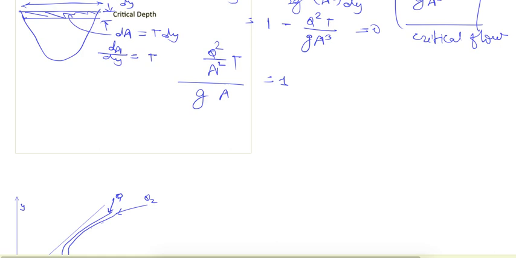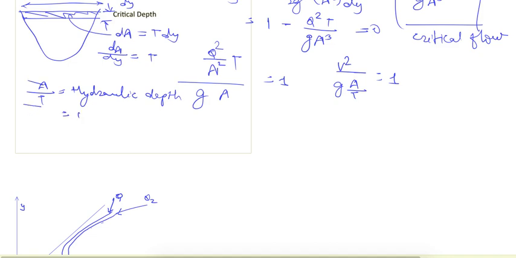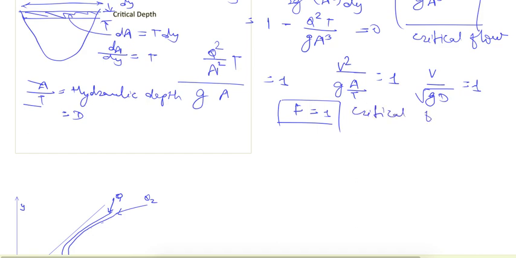And from here, Q by A is equal to V. So V square divided by g into A upon T is equal to 1. And this A by T is the hydraulic depth, which is the ratio of area divided by top width, and we represent it as D. So if I write it as D and take the square root, this is equal to V upon square root of gD, which is equal to 1, and which is the Froude number. So Froude number is equal to 1. This is the condition for critical flow.